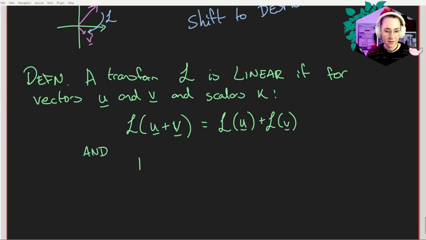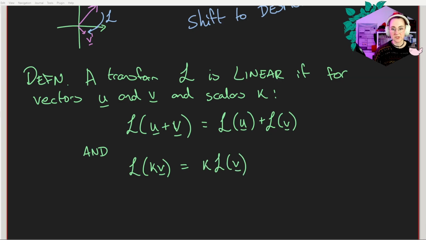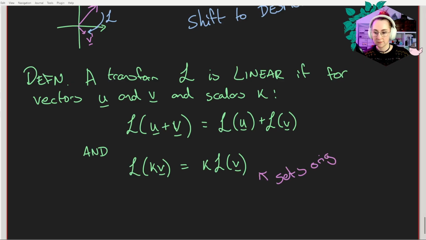And any scaling, oh wait, no, wrong way around. The transform of a scaled vector is the same as the scaling of the transformed vector. And this is the one that sets the origin equals 0. Anything that we multiply by our 0 vector, which maps to the origin, is the 0 vector, which maps to the origin. So any linear map that we apply maps the origin to the origin.